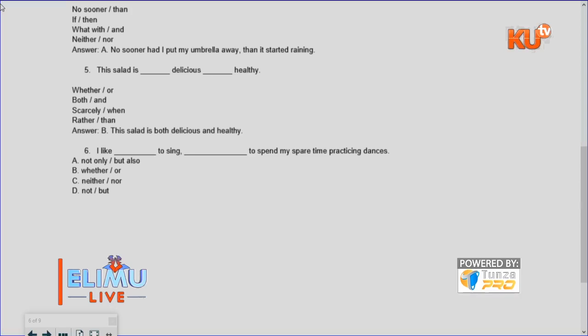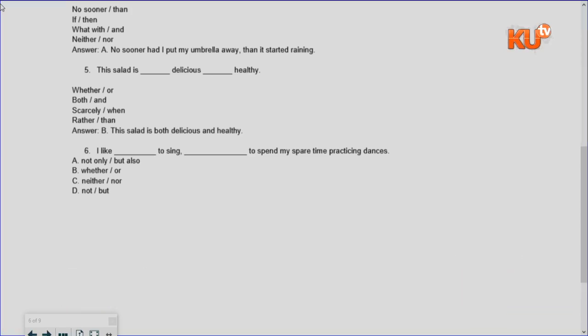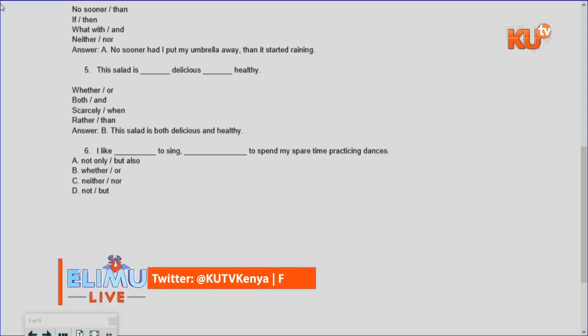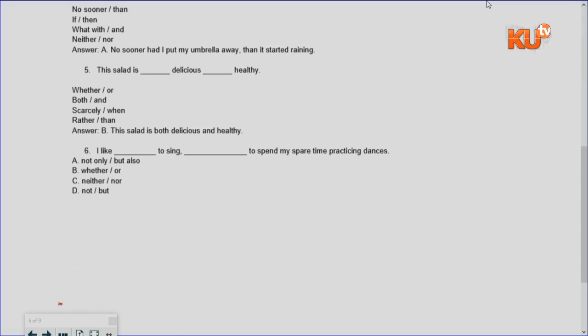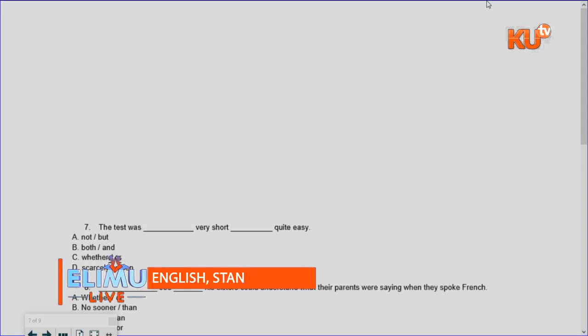So our correct answer there is I like not only to sing but also to spend my spare time practicing dances. Spare time means your free time, or some can call it leisure time. Leisure time is also known as spare time. That is good. So can we continue with some more questions, or could you be having more questions for me? I'll be glad to respond to them. Let me take you to my next page.